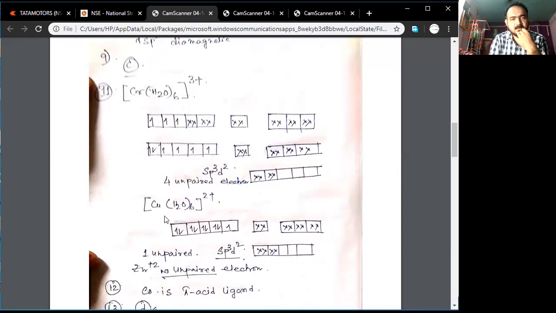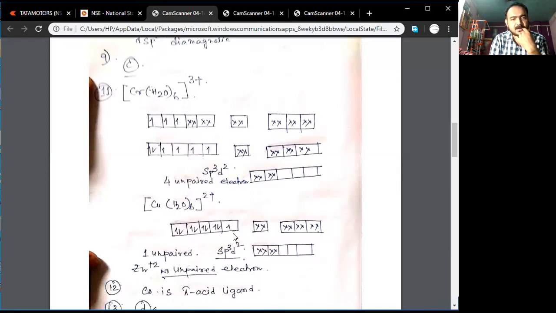Now you can see here, from [Cu(H2O)6]2+, in the case of copper, H2O is a neutral ligand. So copper has a +2 oxidation state, so it has 1 unpaired electron present in it.